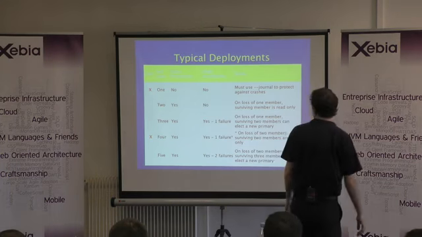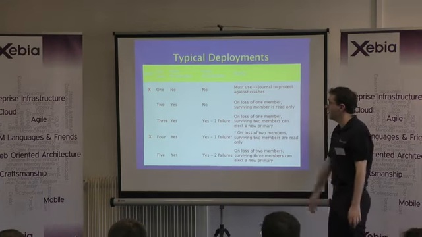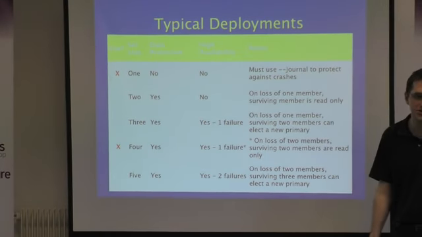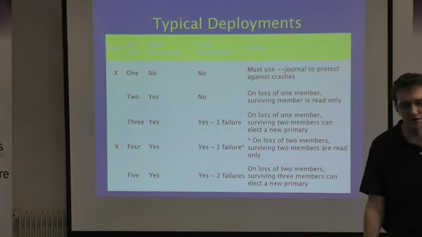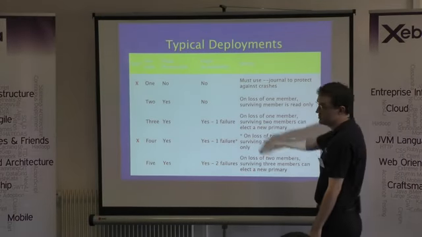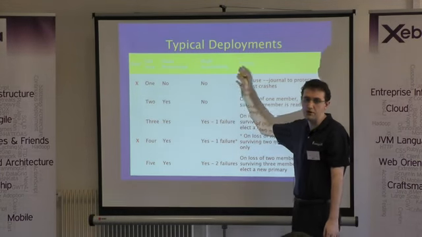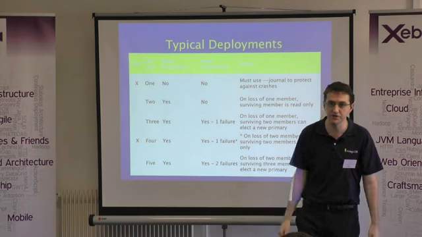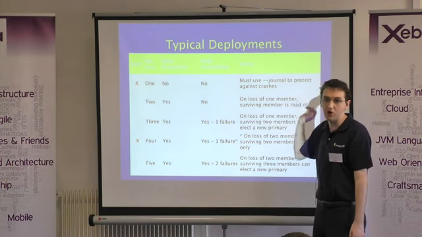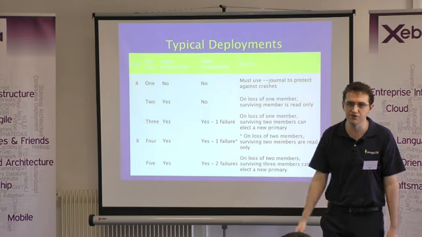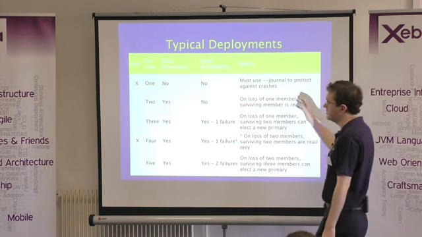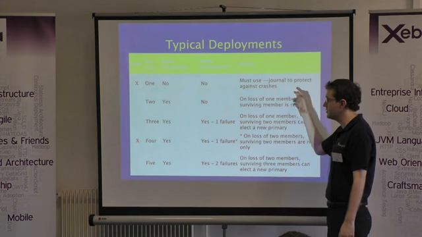Just to really quickly summarize where we are. Don't really use a single node inside your production environment, because that gives you no data protection and no high availability, because obviously if a single node fails. If you are going to do it, please use journaling. It's on by default in the latest version of MongoDB. So definitely use it for a single node environment.